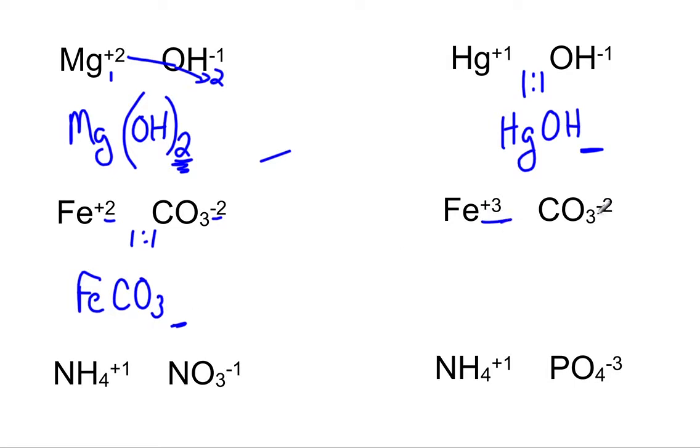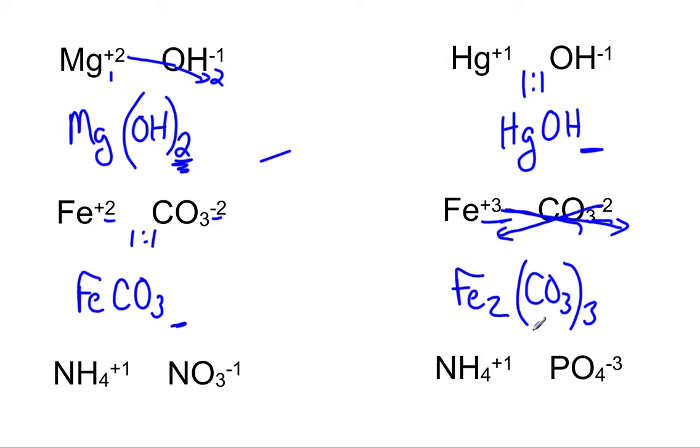But if iron makes a +3, carbonate makes a -2, then I crisscross it. The 3 is going to go here, the 2 is going to go there. So it's Fe2CO3 is my carbonate. This is glued together. And then I want to put that 3 from the iron here. I'm going to put the 3 down here. So I'm going to put this in parentheses.